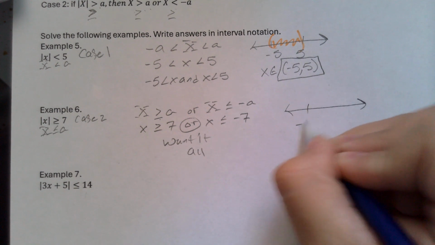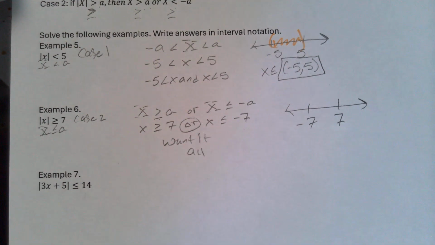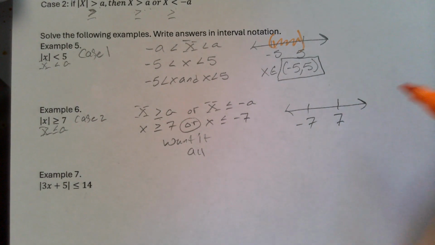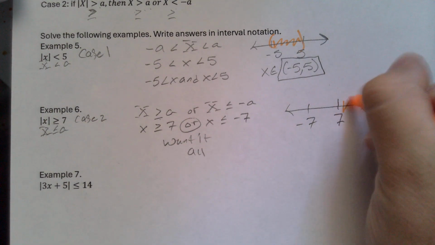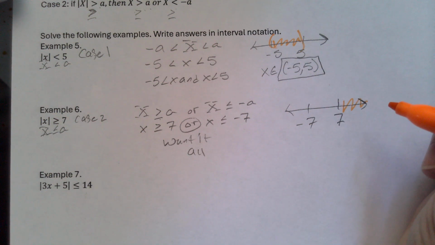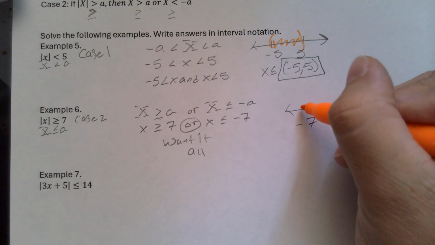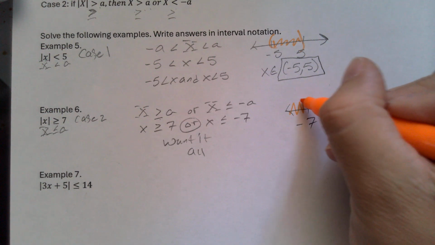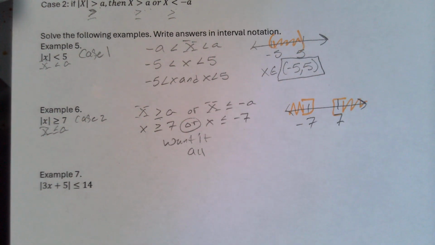Draw my number line. I have negative 7 and 7. X is greater than or equal to positive 7. I shade to the right. X is less than or equal to negative 7. X is smaller. X gets smaller to the left. We have the or equal to, so we use our brackets. We don't need an overlap for this because it's an or. It just has to be true for one of them.